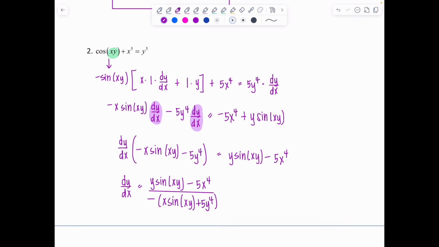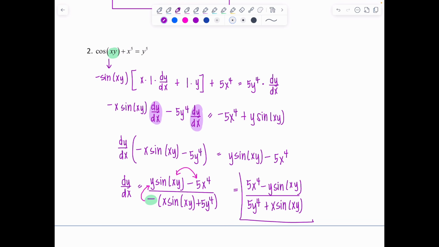And then to really bring it on home, anytime you multiply by a negative, that reverses the order of subtraction. So all I need to do is steal this little guy up here, switch the order of subtraction, and I won't need to write it anymore. So that'll look even better if I write this as 5x to the fourth minus y sine of xy over, let's put this guy first, 5y to the fourth plus x sine of xy. Good? Great. Okay, let's look at another classic problem.